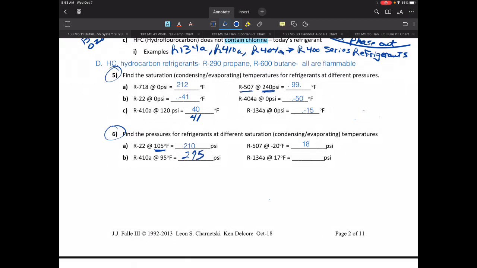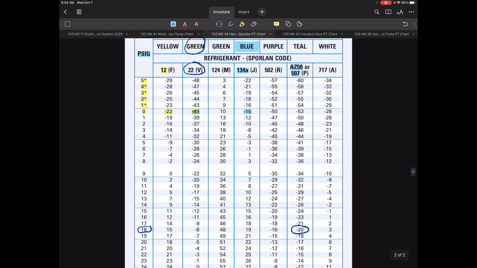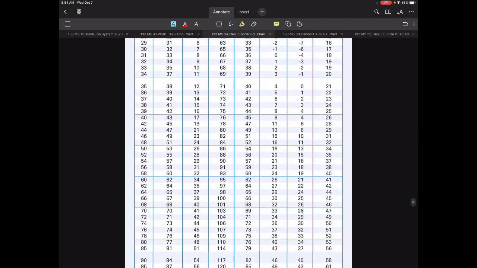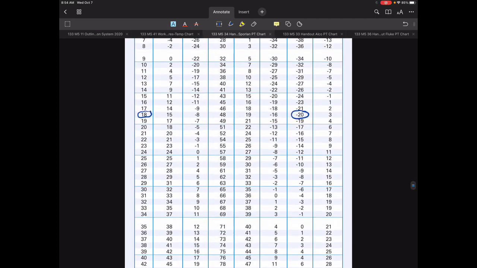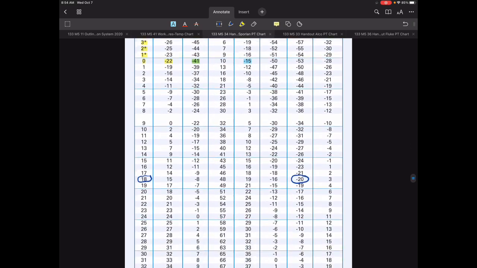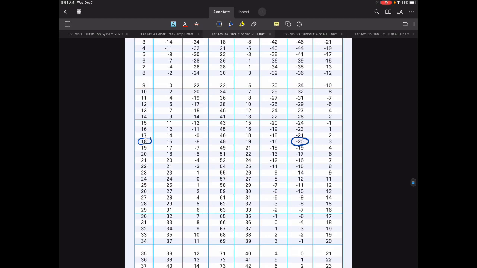295 psi. All right. The last one on this particular module that we'll be looking at is R134A at 17 degrees Fahrenheit. So again, we'll go back to the Sporlan chart, and we wanted to know, of course, 17 degrees. We'll see if that's listed. Whenever possible, you try to find one that identifies it. This particular chart has it as 134A, 17 degrees, so we're going to be looking in here.